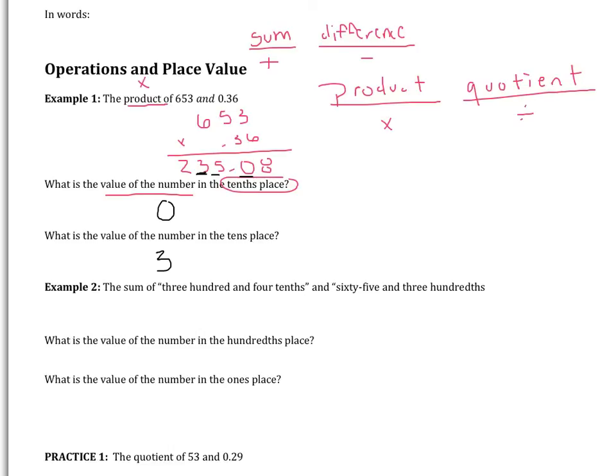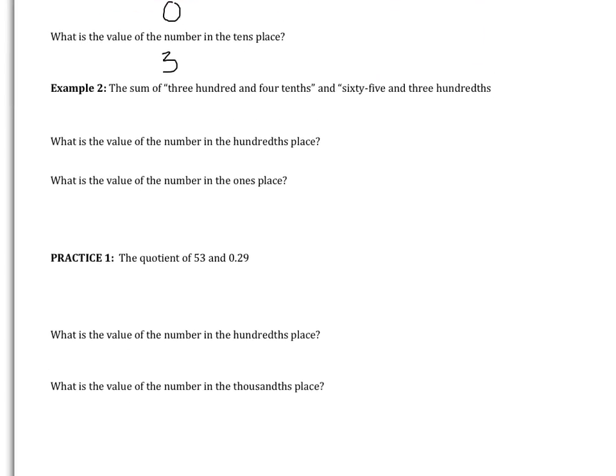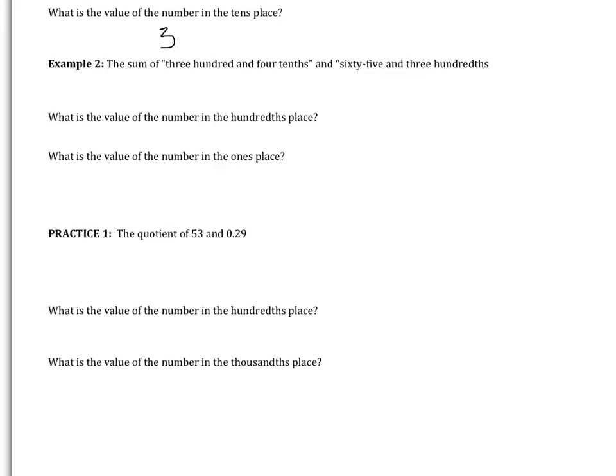All right, let's do one more example. Let's see example 2. It says the sum, so we're finding the sum. I know that means addition. The sum of 300 and 4 tenths and 65 hundredths. Now, we're translating. We have to translate these words into numbers. So let's go ahead and write that right above there.